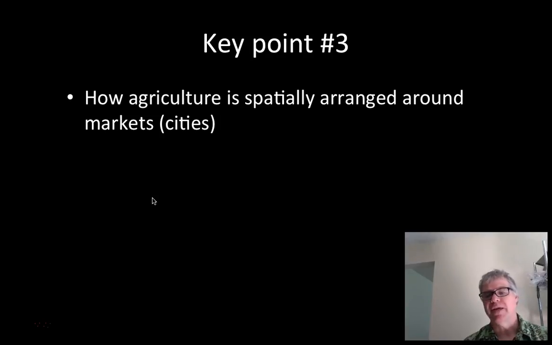All right, so again, make sure you do know those different types of agriculture. I know I breezed through it quick. Key point number 3: how agriculture is arranged spatially around markets or around cities.